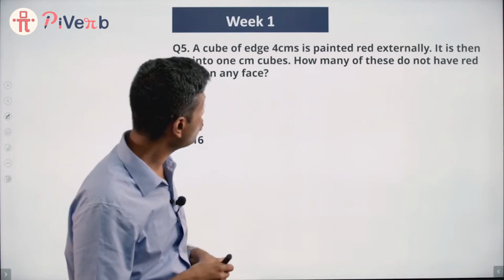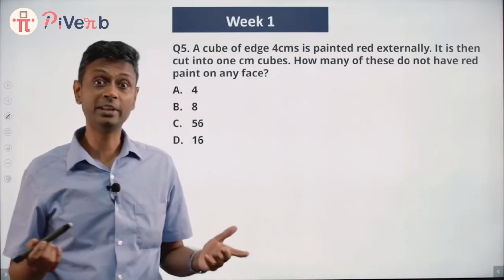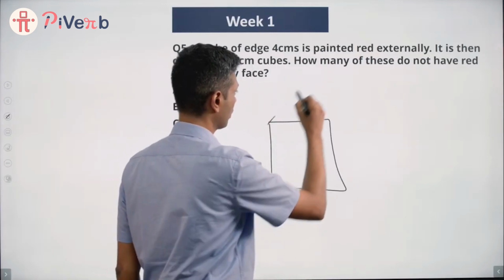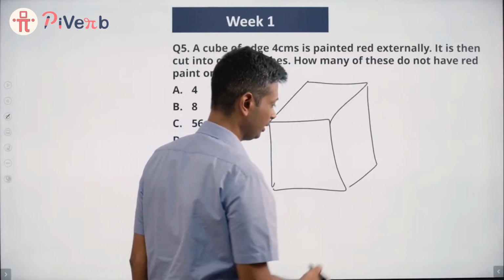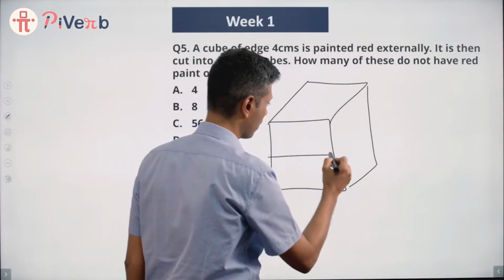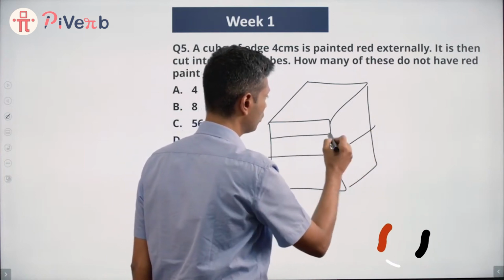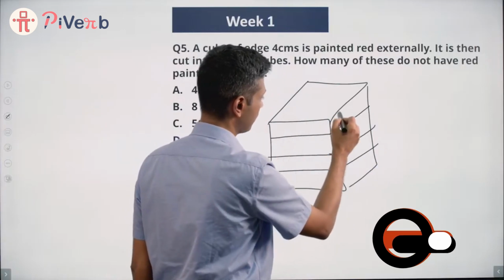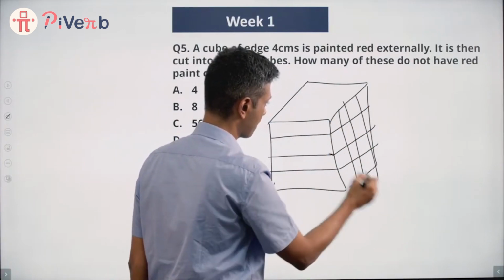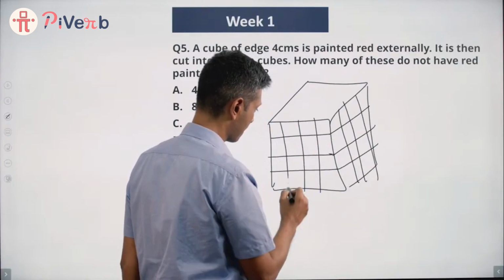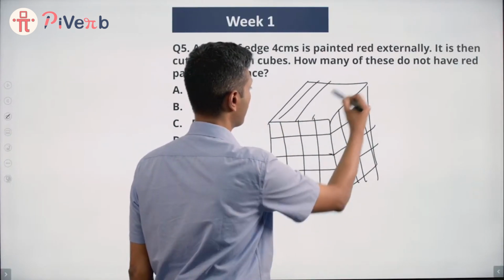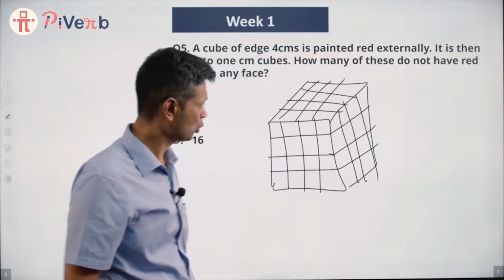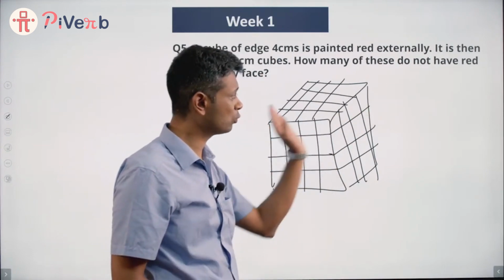First of all, how many of such cubes will be there? Think about it. So I have a Rubik's cube. Fine. So this is broken into 4 by 4. Pardon my drawing skills, but you get the idea. So 4 by 4, 4 by 4, 4 by 4.